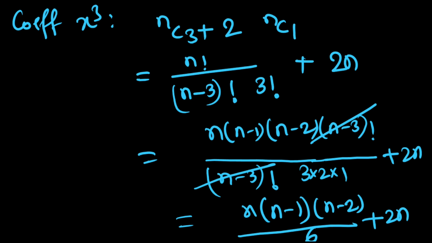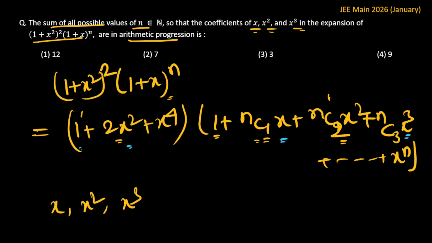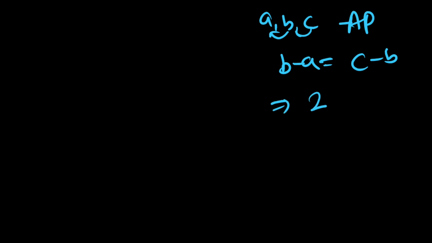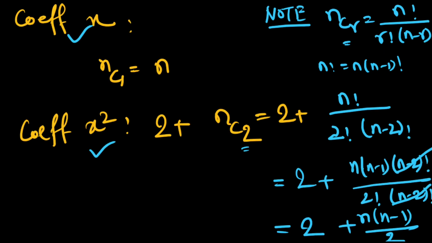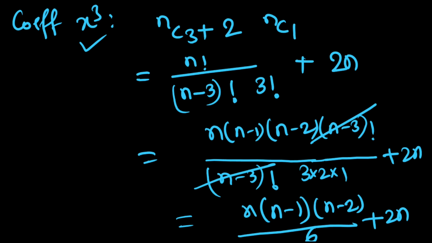Now we have the coefficients of x, x² and x³, and the question says these coefficients are in AP. That means for three numbers a, b and c in AP, the differences are the same: b − a = c − b. Bringing b to the same side, 2b = a + c, which implies b = (a + c)/2. That means twice the second term equals the sum of the first and third terms. So we use this condition on the coefficient of x, the coefficient of x² and the coefficient of x³.